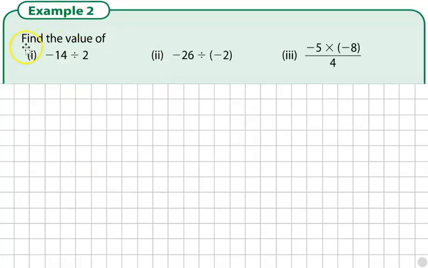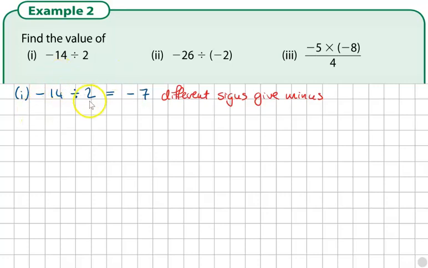Example 2, find the value of minus 14 divided by 2. So this is a minus divided by a plus, and a minus divided by a plus gives a minus, because different signs give minus, and 14 divided by 2 is 7, so we get minus 7. So a minus divided by a plus gives a minus, or different signs give minus.